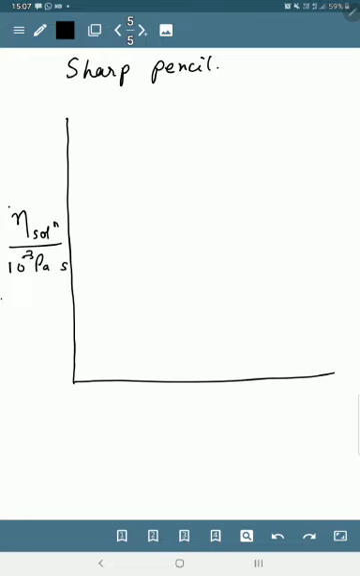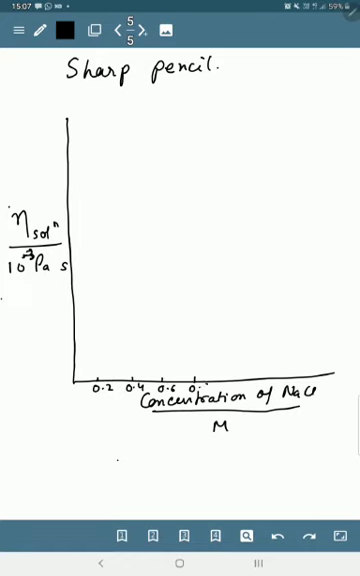Now I'm repeating, why have we divided by 10 to the power minus 3? So that the numbers are measurable in nature. If you write 10 to the power minus 3, it becomes very difficult for you to interpret. And then on the x-axis we have concentration of NaCl divided by M, right? Now let's say you got some values of concentration which are 0.2, 0.4, 0.6, 0.8 and so on, and 1.0.